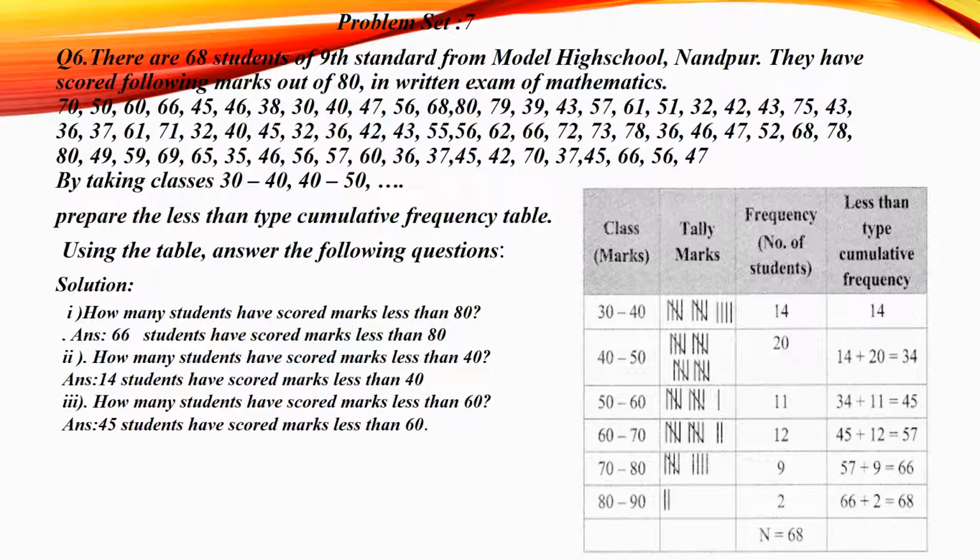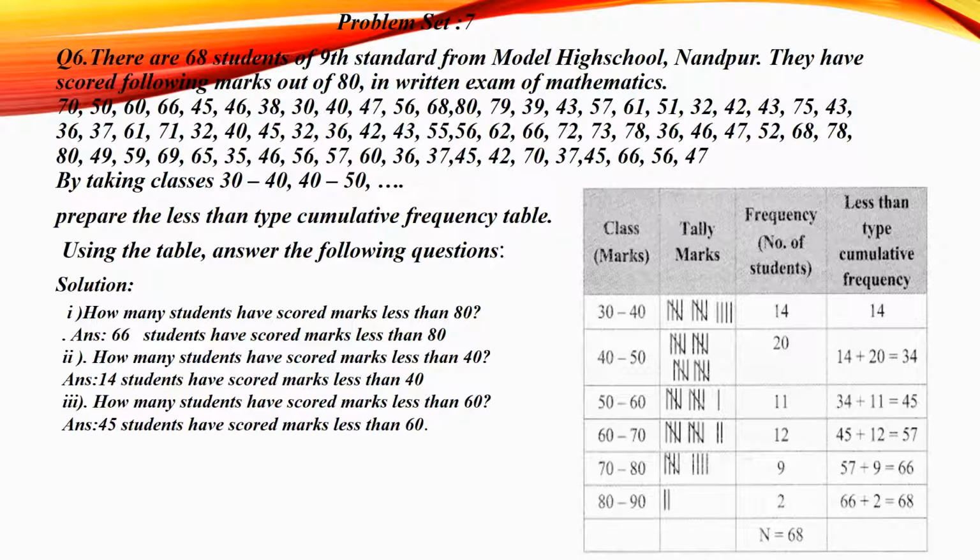Let us do the questions given in this slide. How many students have scored marks less than 80? Now, we have to see in the class from 70 to 80 what is the cumulative frequency, that is 66. So, 66 students have scored marks which is less than 80.